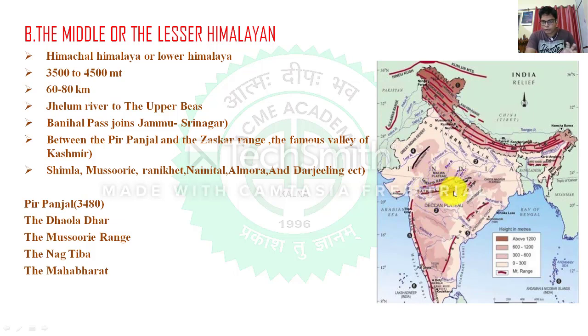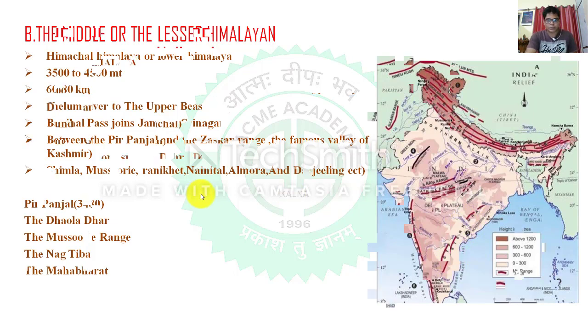If you watch the video properly, you can easily plot these maps in your exam. And here you can find the Western Ghat mountain and Eastern Ghat mountain. The Western Ghat is a continuous mountain range, whereas the Eastern Ghat is discontinuous, and its slope is very low as compared to the Western Ghat.